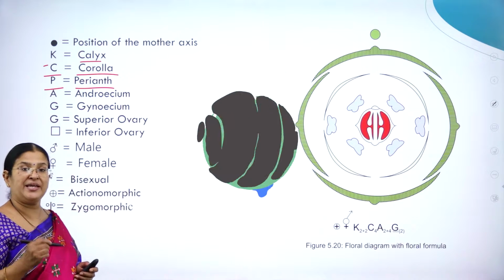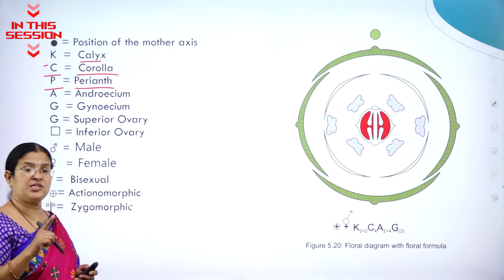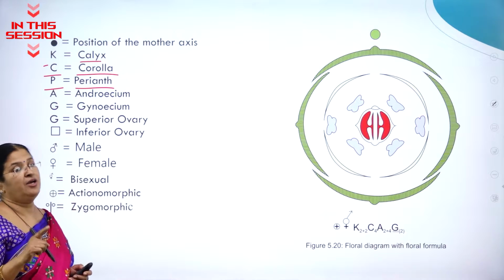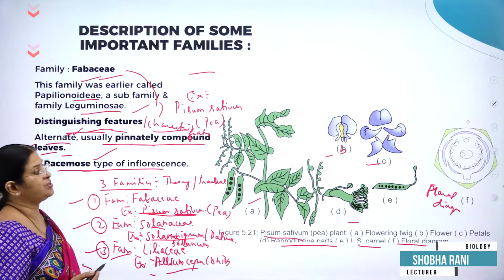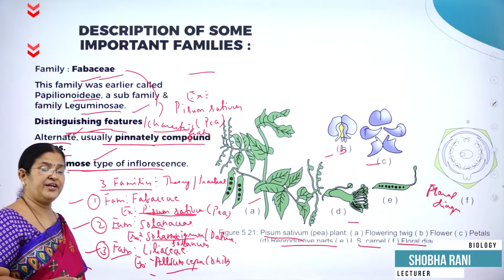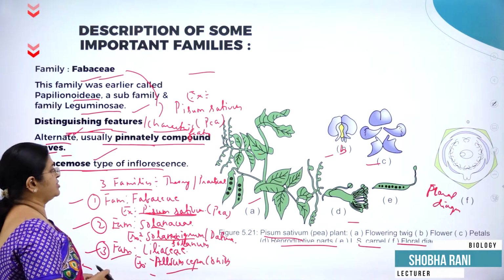What do you mean by perianth? When you are not able to distinguish calyx from corolla, we use the word called perianth. Racemose type of inflorescence, which you can also call as indefinite or indeterminate type of inflorescence.